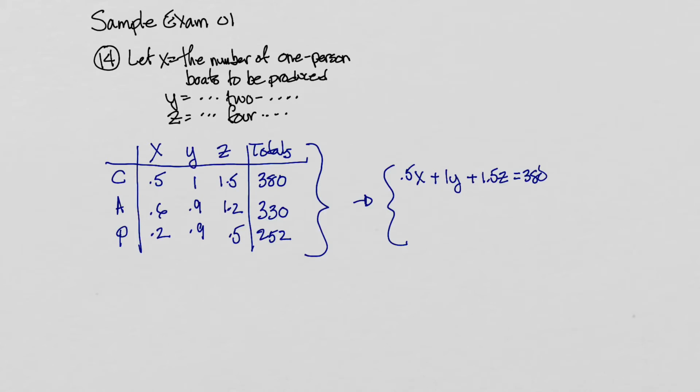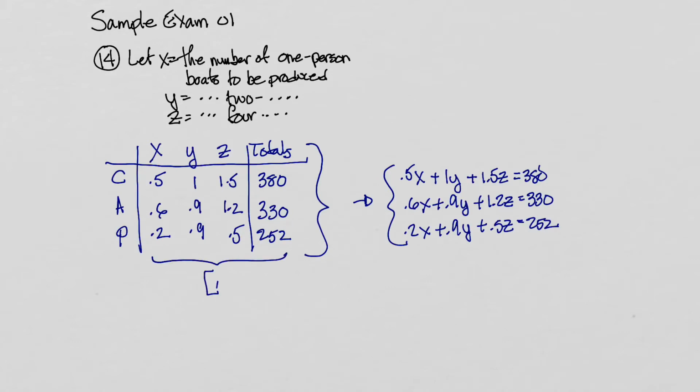And then the second row is going to give us 0.6x plus 0.9y plus 1.2z. That's going to be 330. And the third row, 0.2x plus 0.9y plus 0.5z, that's the 252. And now, if we put this into matrix A, make that matrix A, then what you want to do is an RREF on matrix A.